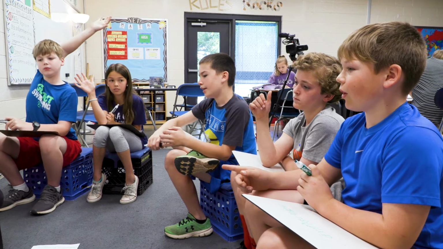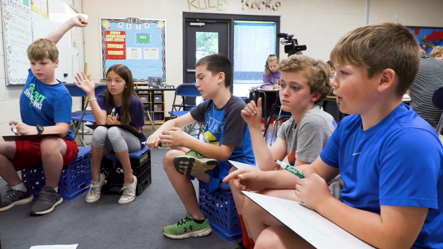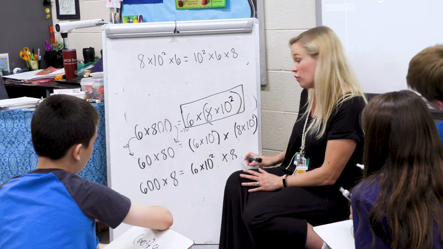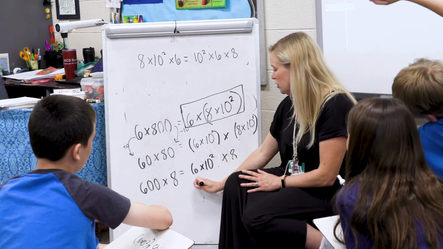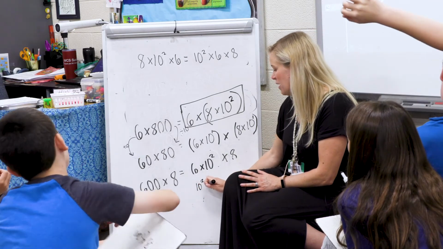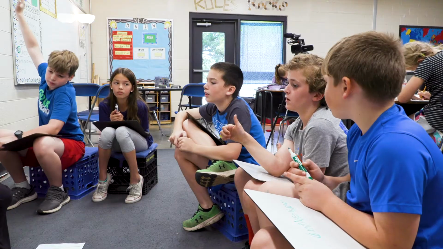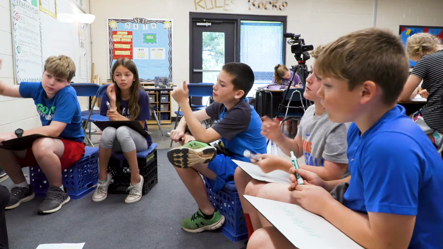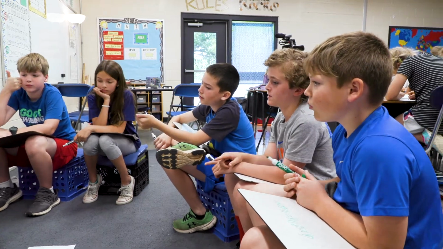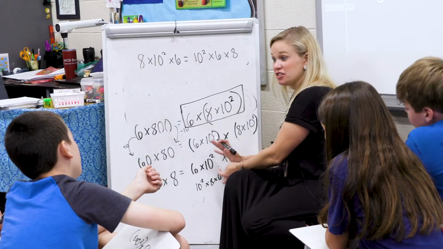Slide the 6 to the very end of the equation on the bottom. So put the 6 over here? Yeah. Okay. So it would look like 10 to the second power times 8 times 6. Okay, Andrew, I saw you had a thumb up. Do you want to add something different or support that? Switch around the 8 and 10 to the second power. So just switch these two around?